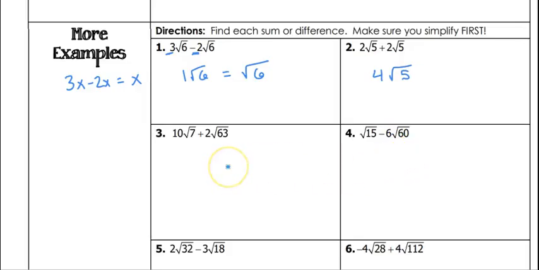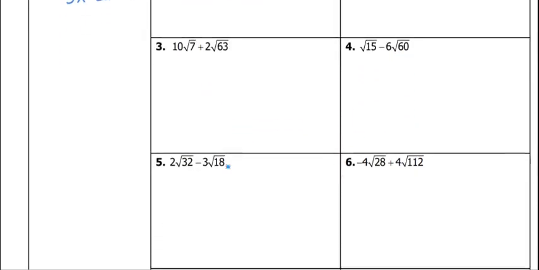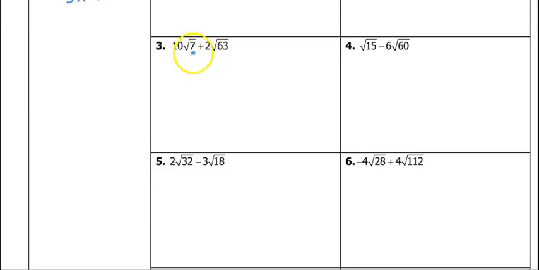All right, now a lot of times we have to simplify first. So here I have 10 square root 7. Okay, the square root of 7 is simplified. So I'm going to go ahead and copy that down to the next row. Okay, the square root of 63. Okay, 63, the perfect square that it can be divided by is 9. If you like the tree method, that's fine. You can do that too.